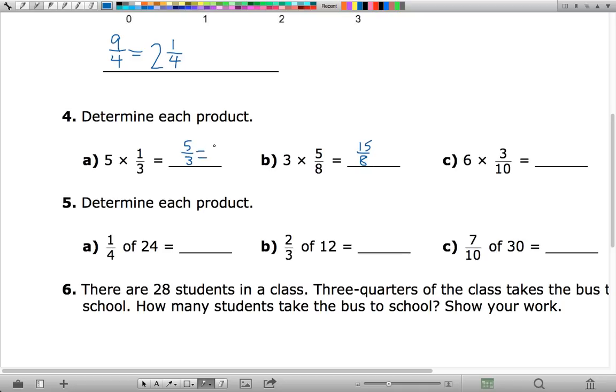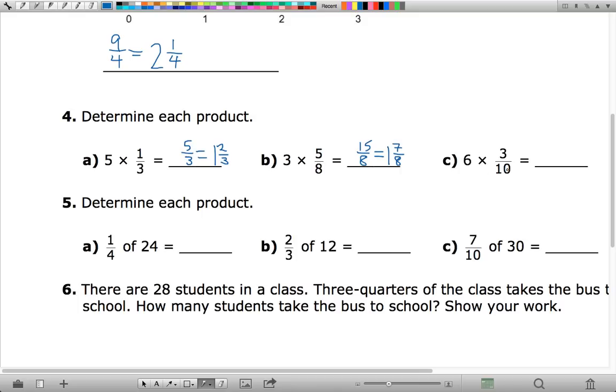3 will go into 5 once, so the 3/3 is 1 whole, and then there's an extra 2/3. And in this case, the 8/8 will make 1 whole, and there are 7 more eighths, so this is 1 7/8.